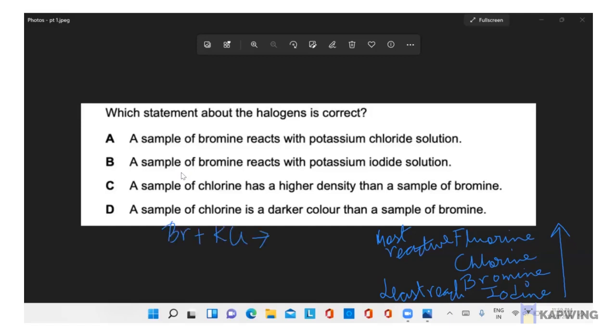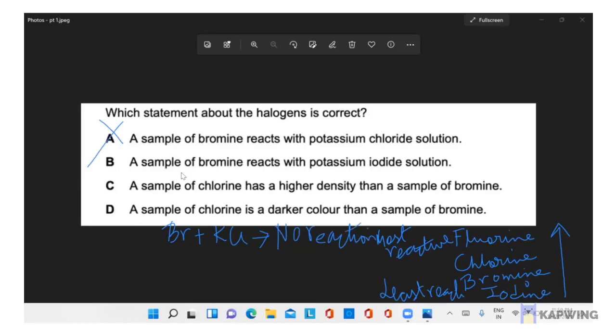So in the first option, they are saying bromine reacting with potassium chloride. So over here, if my bromine reacts with potassium chloride, chlorine is more reactive, so no reaction can take place over here. So this option is cut out.